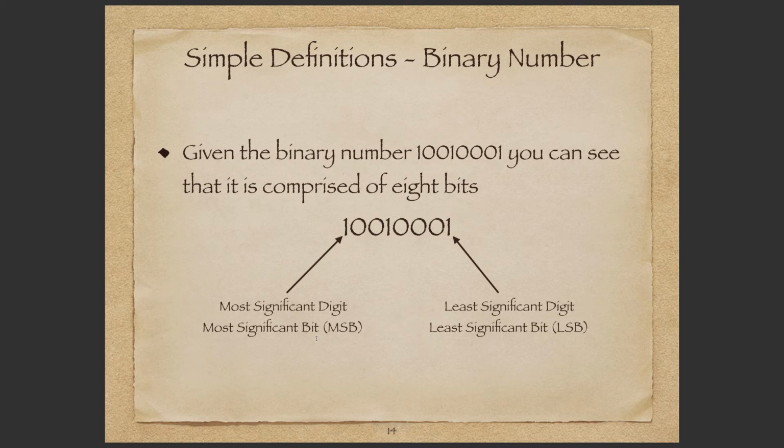With binary numbers, now we refer to it similarly but a little different. On the left, we have the most significant bit, and on the right, we have the least significant bit. Oftentimes, we just refer to the most significant bit as the MSB and the least significant bit as the LSB.